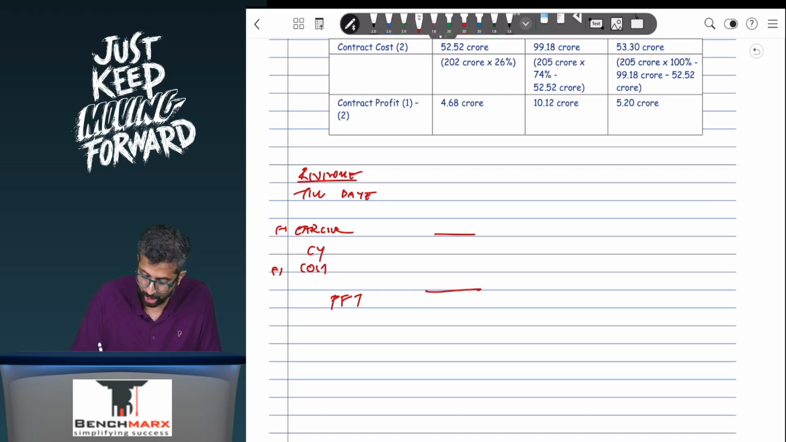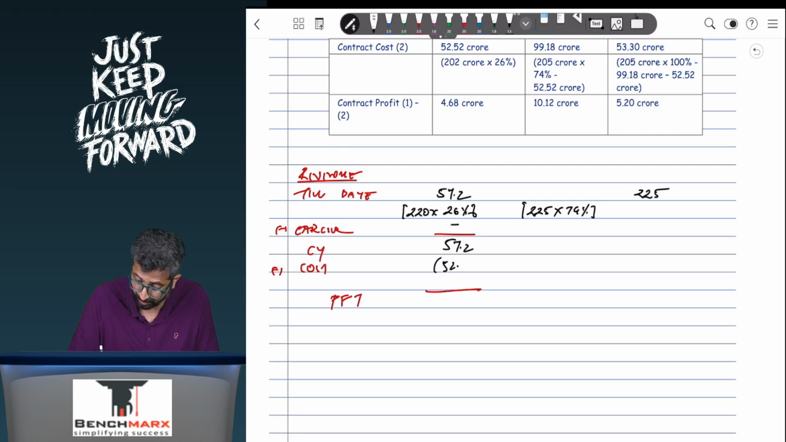So when I look at the revenue till date, in the first instance I would say that the revenue to be recognized till date would be 220 into 26%, second year 225 into 74%, and last year my entire 225. So this is 220 into 26% comes to 57.2 less earlier recorded nil. So this is 57.2 minus cost incurred of 52.52, and hence you will get a profit of around 4.68 in the first year. When you go to the second year, you will have 225 now into 74%.